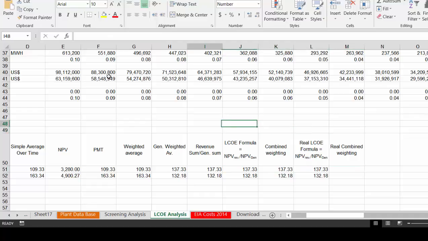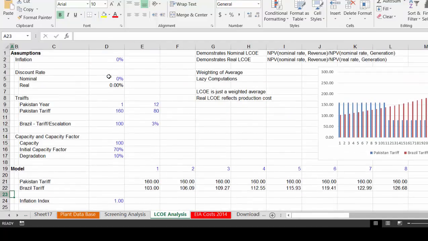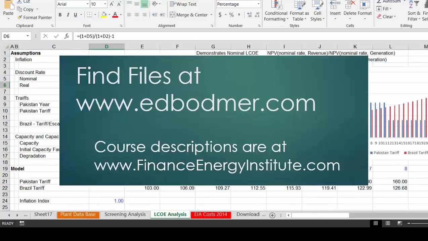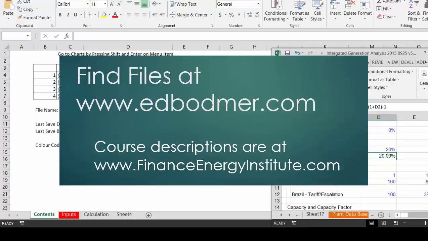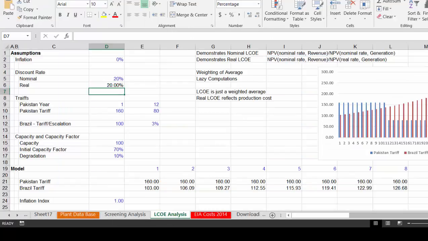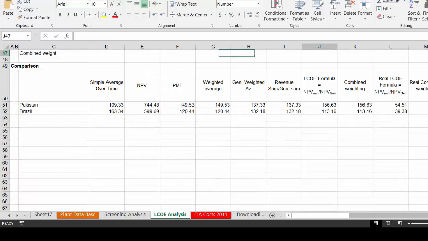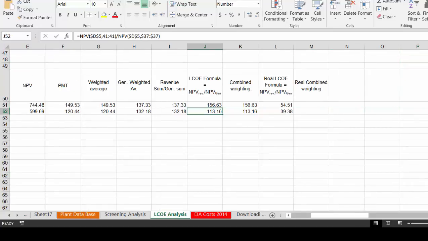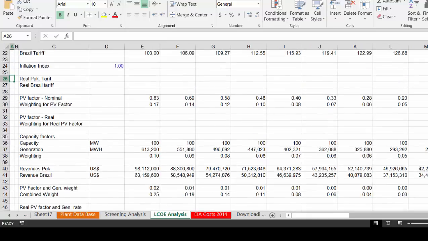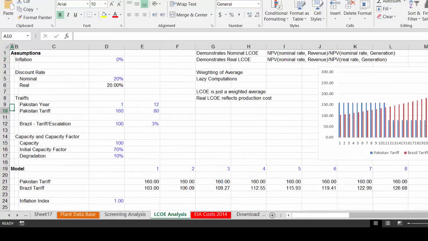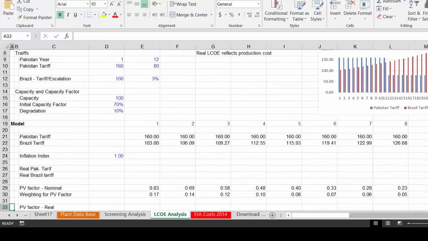Well, if we put a positive discount rate, let's put a really high discount rate, 20%, in, and then we get the same result whether we take the weighted average. I haven't done the real one. Don't worry about the real one. The point is that this one and this one are the same. So far that should have given me exactly the same result.